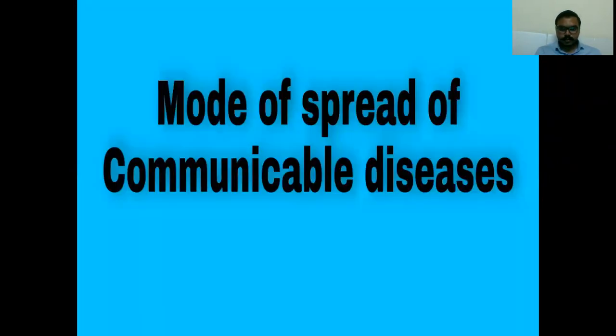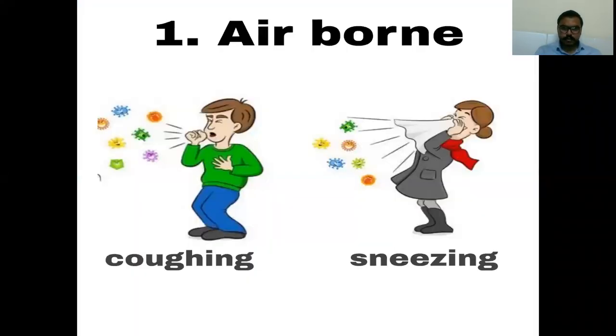Okay, so moving forward, what are the modes of spread of communicable diseases? The slide shows how communicable diseases are spread from one person to another. There are different modes by which they get spread. So a communicable disease may be spread from an infectious agent to a suitable host in many different ways. The first way is airborne.